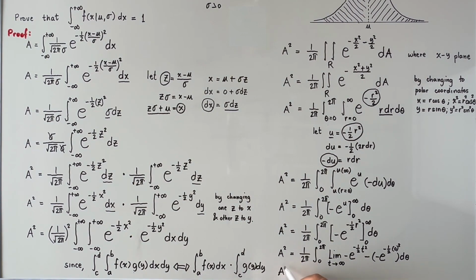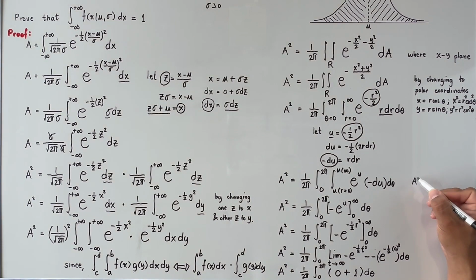And we know that this is equal to 1 over 2 pi times the integral from 0 to 2 pi of 0, because when t approaches infinity, this negative e is in the denominator. So when t is infinity, at the denominator, the value goes to 0. And this is added to 1 because the negative of the negative is positive, and when the exponent is 0, this constant e becomes 1 there.